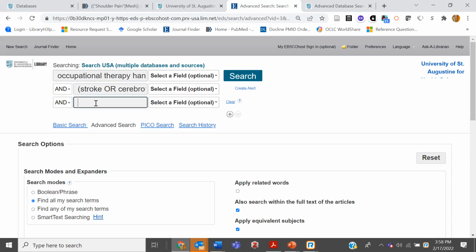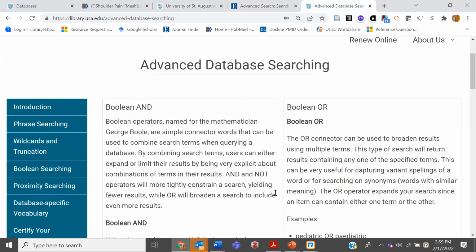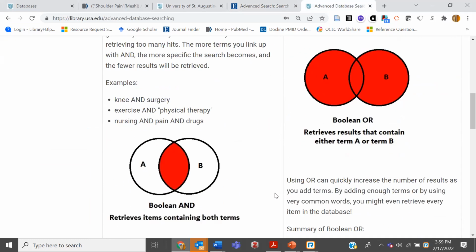Okay, so that can be tricky. You do want to make sure that you're using parentheses to set off any concepts that you're grouping that way. I do think the guide does a pretty good job of giving you an overview of that.